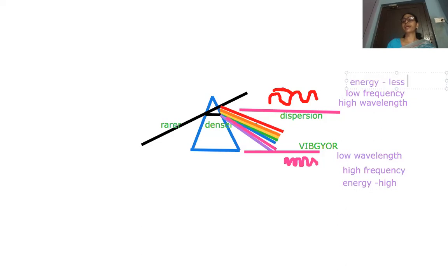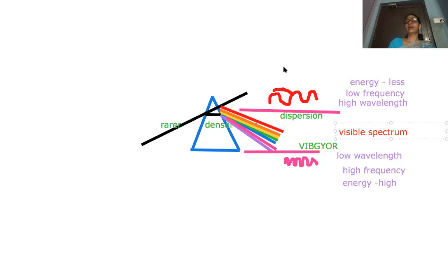Low frequency, energy is less. So this we are able to see when you have sent the white light, you saw the 7 colors. Since we are able to see these 7 colors, we call this the visible spectrum, because we are seeing it.